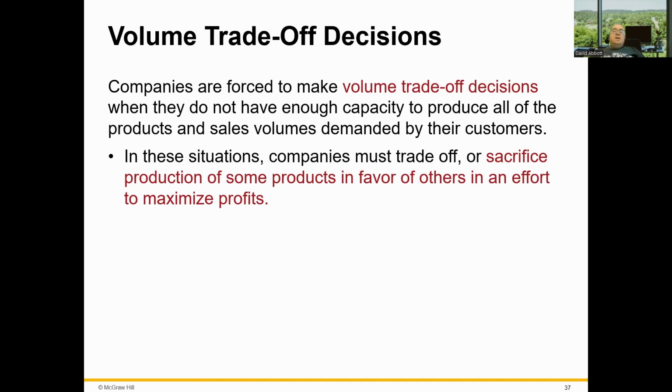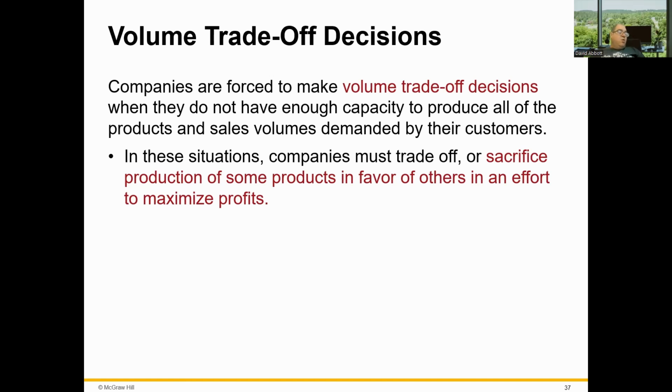So we'll look at volume trade-off decisions. Now, companies are forced to make volume trade-off decisions when they do not have enough capacity to produce all of the products and sales volume demanded by the customers. In these situations, companies must trade off or deemphasize production of some products in favor of others in an effort to maximize profits.